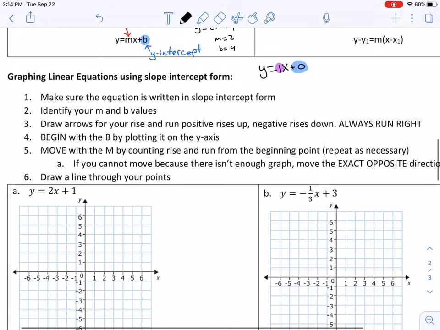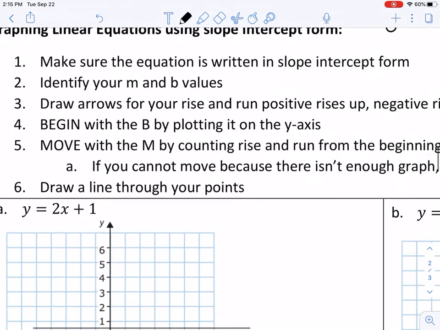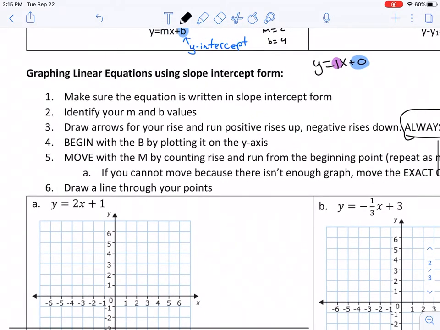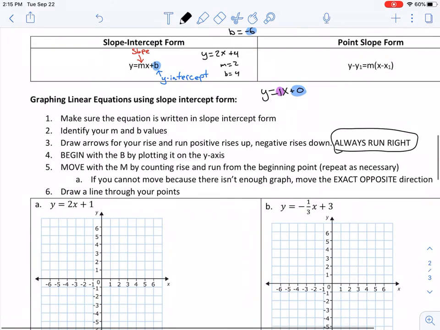Then I'm going to draw arrows for my rise and run. Positive rises up, negative rises down, and I'm always going to try and run right. I'm always going to run right. Then I'm going to begin by plotting b on the y-axis. M and b, b stands for begin. That's where you start. You begin on the y-axis. M is how you move from that point. So we're going to move by counting rise and run, and then repeat that as necessary.